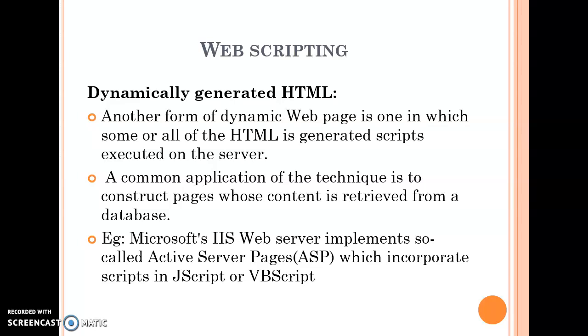So next one, dynamically generated HTML. Another form of dynamic web page is one where some or all of the HTML is generated by scripts that are executed on the server. An example is that the IIS web server implements so-called Active Server Pages, ASP, which incorporates scripts in JavaScript or VBScript. So the main points are: first, processing web forms; second, creating dynamic web pages; third, dynamically generating HTML pages.